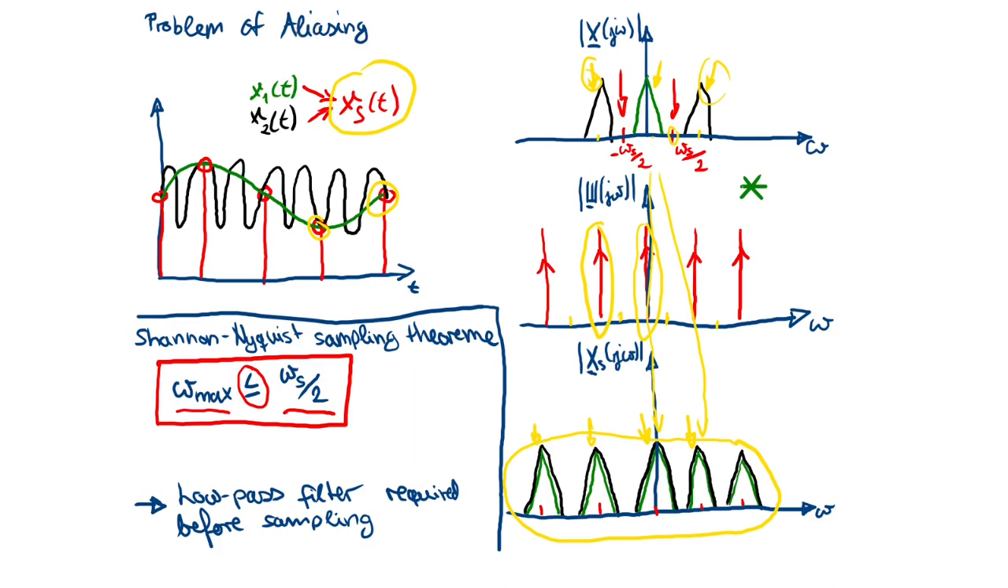As a consequence, we as digital communication engineers have to care about fulfilling the Shannon-Nyquist sampling theorem. So this is why, before sampling a signal, we need to apply a low-pass filter which restricts the signal energy to just a certain band. Everything outside the band is just thrown away, and now we only have parts of the signal which fulfill the Shannon-Nyquist sampling theorem.